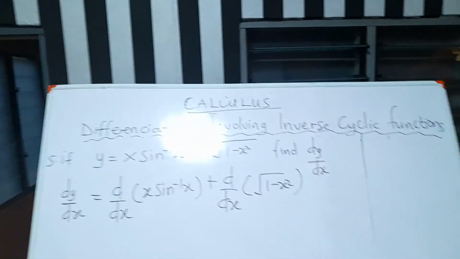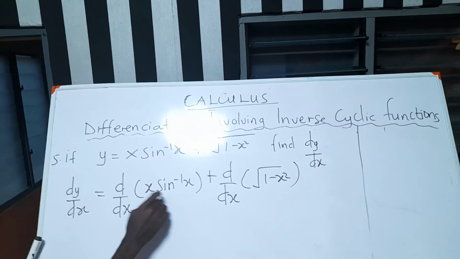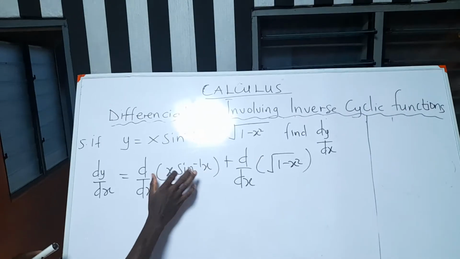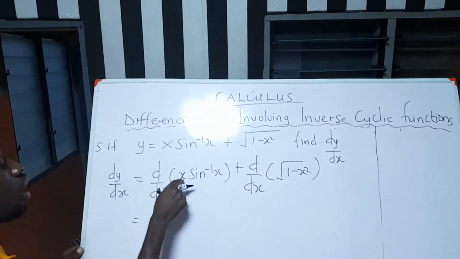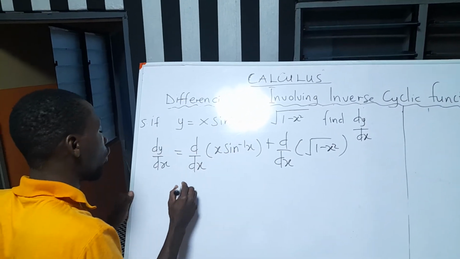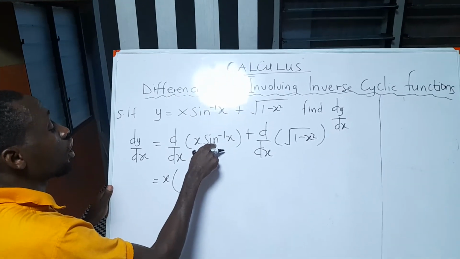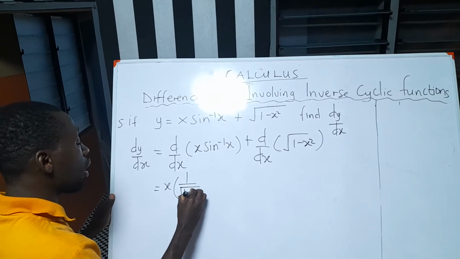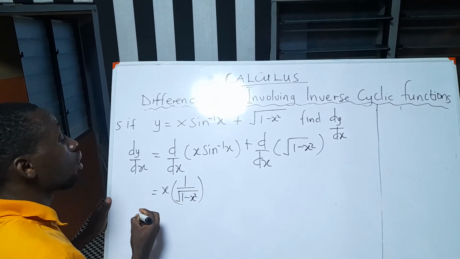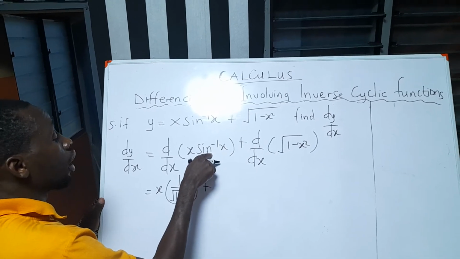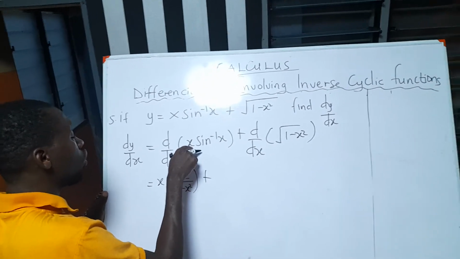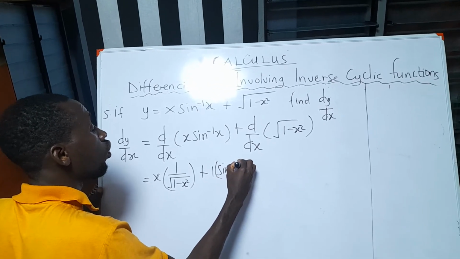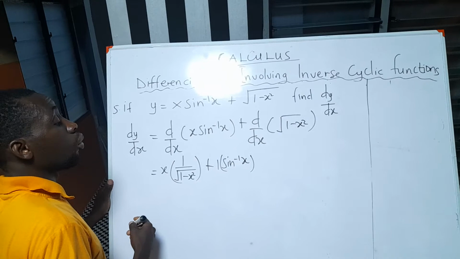So now we differentiate this using the product rule. The product rule is saying that keep one, differentiate the other. So let's do that. We'll keep x and differentiate sine inverse of x. We'll get 1 over root of 1 minus x squared, then plus, now keep sine inverse of x and differentiate x. When we differentiate x, we get 1, then we keep multiplying by sine inverse of x. I hope you get that.